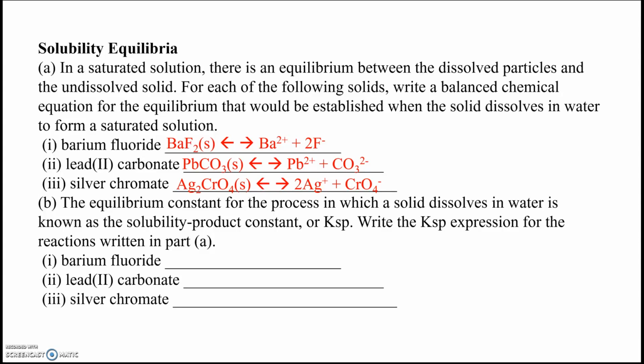The equilibrium constant for the process in which a solid dissolves in water is known as the solubility product constant. So instead of Kw or Ka or Kb, we call this Ksp. And we need to write the Ksp expression for these 3 reactions. So when I write it for barium fluoride, I get this. And of course, we have to remember that we have to raise all of our component parts to their stoichiometric coefficients. So I get all three of these Ksp expressions.